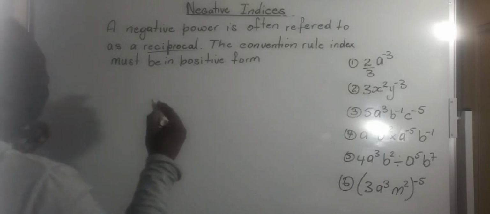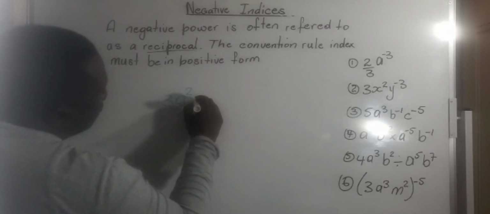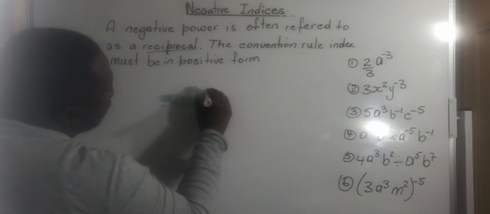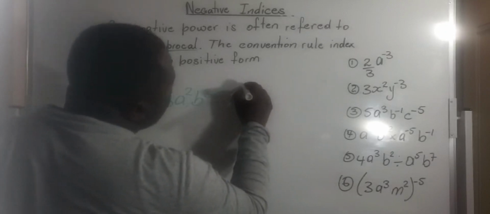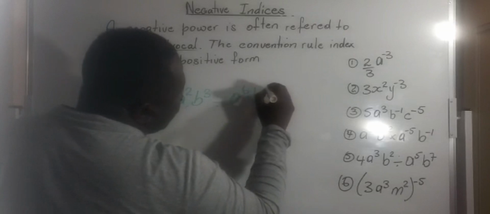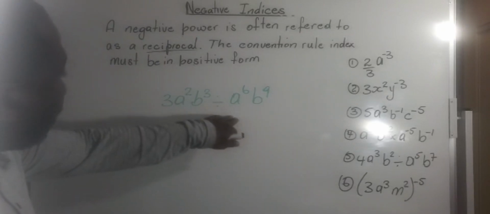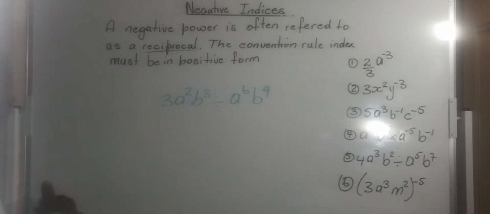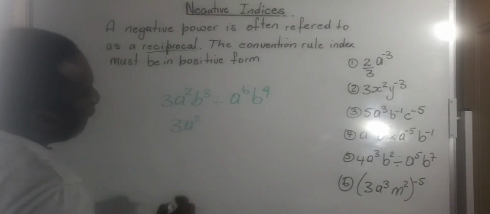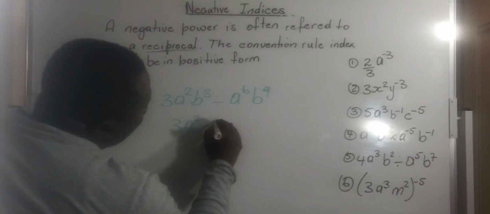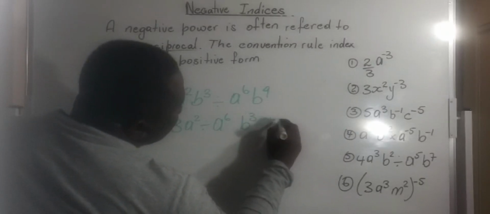So just to recap, we'll have 3a to the second, b to the third, being divided by a to the 6th, b to the 9th. Just to recap what it tells us about. First we have like terms. It's important that we put our like terms together. So let me work with my like terms. So 3a squared divided by a to the 6th, b to the 3rd being divided by b to the 9th.